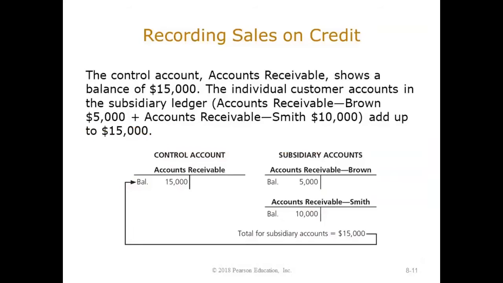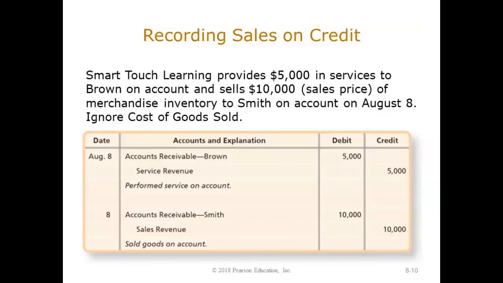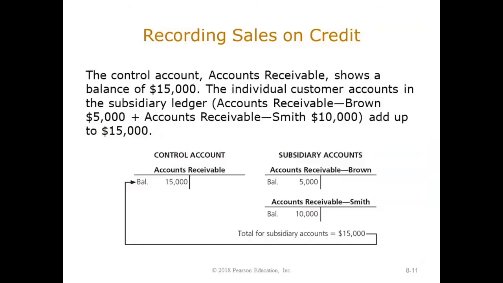So again, this is what our control account is going to look like. With accounts receivable, the entry that we made in the prior step was to the subsidiary ledger accounts, like accounts receivable Brown. Brown and Smith would be subsidiary ledgers. They are a subset of the actual master account, or control account, of accounts receivable. So the total for the subsidiary ledgers is $15,000 for both Brown and Smith, and that should be the balance in the accounts receivable control account of $15,000.